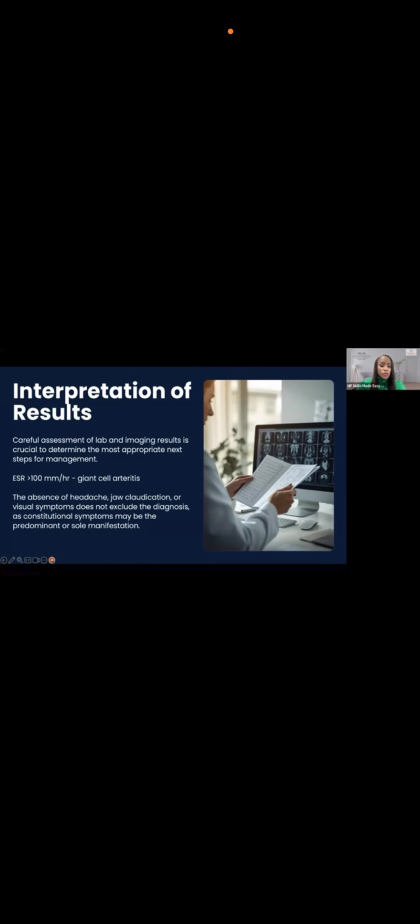So these are some constitutional symptoms that we typically would find in patients with GCA. Again, the predominant or sole manifestation is the headaches. The patient will tell you they have headaches. They would have the temporal pain, jaw claudication, or visual symptoms. But in this patient's case, none of that showed up. Again, the patient's age is something that you definitely want to keep in mind.